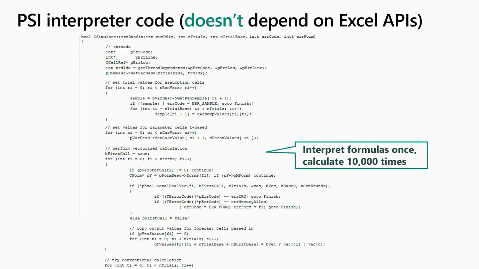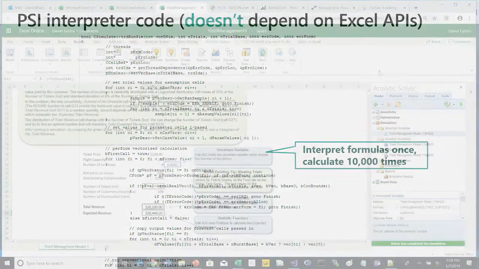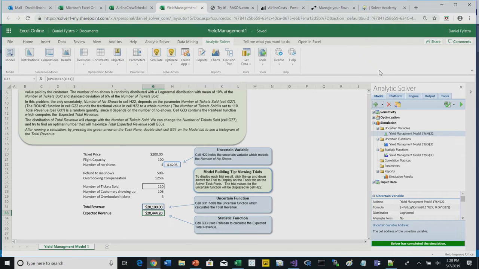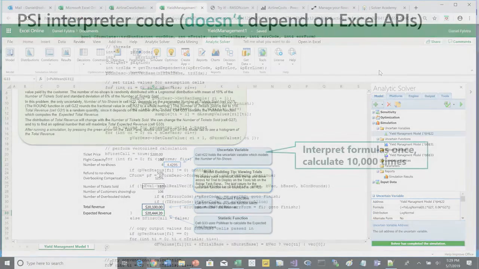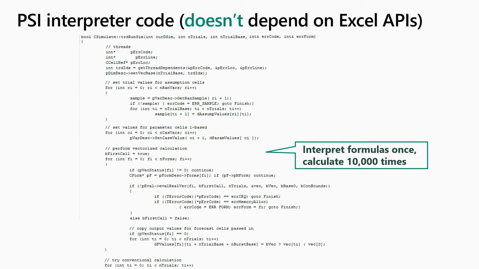We're actually doing this calculation, and right at that middle point where it's pointing, there's a for loop, int fi equals 0, fi less than n forms. So n forms is the number of top-level cells that we're interested in getting results of. If you think about that model, there's actually only one cell that we want the top-level value of, and that's the total revenue. So that loop is going to be executed one time.